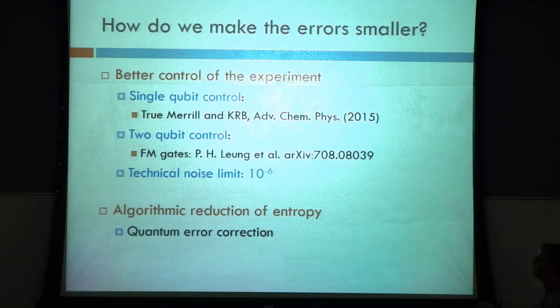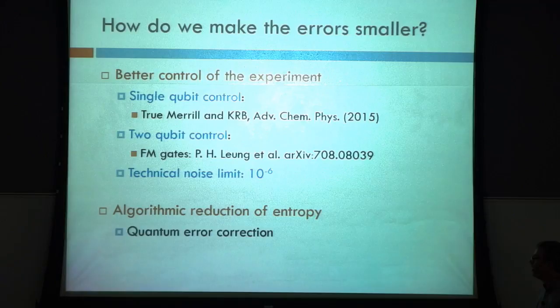But we're still limited by technical noise. And if we could get rid of the technical noise, so if we get below the technical noise, we expect for ions an error of 10^-6, which is still, right, we need 9 orders of magnitude to get to something with 10^15 gates. So what we really need is some way to reduce the error, which I think of as algorithmic reduction of entropy through quantum error correction.